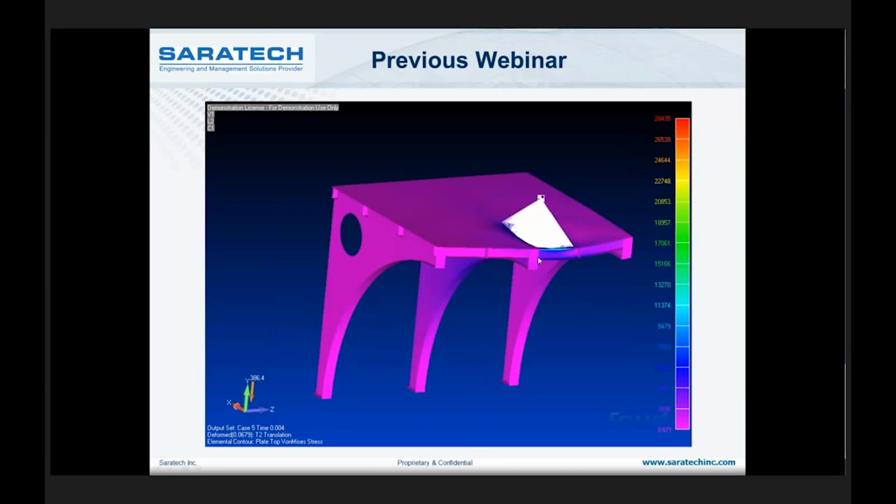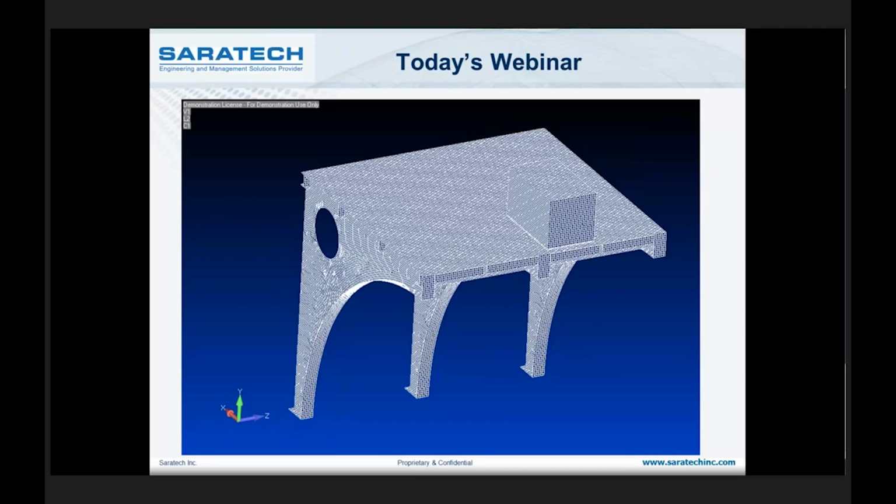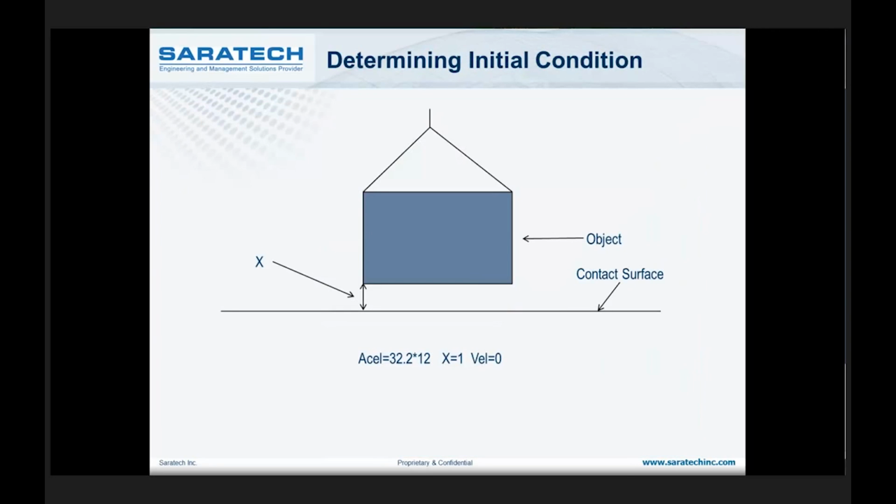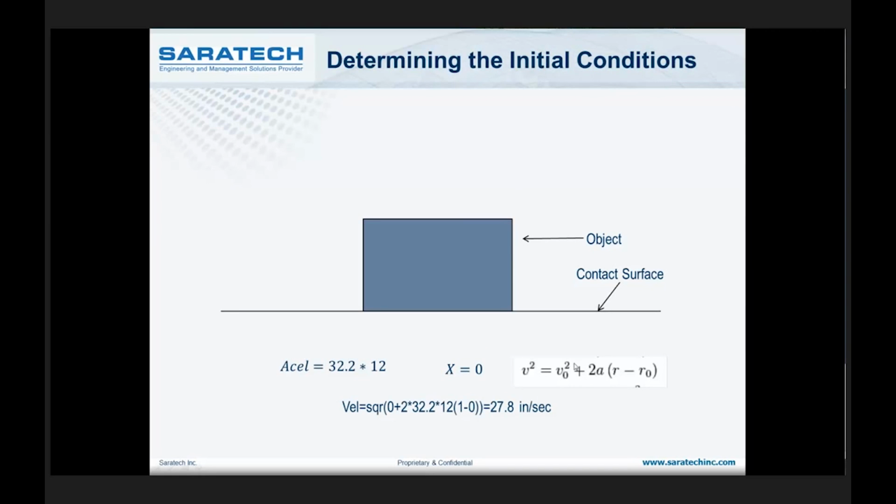So here's what we're going to do on this one. Same structure, same footprint, but I'm going to put a box on there, and the mass is different. So I'm starting from the beginning of doing comparisons with a static and a transient, but that's fine. This is a chart we saw before the last one. What I'm going to be doing is dropping this box 1 unit. In this case, I'm working in inches, so I'm going to drop it 1 inch, and here's the acceleration. Initial velocity is 0. I'm going to use this equation to calculate the velocity at impact, and it happens to be 27.8. Commit that 27.8 to memory.